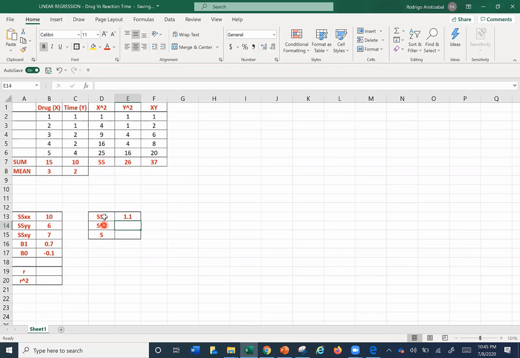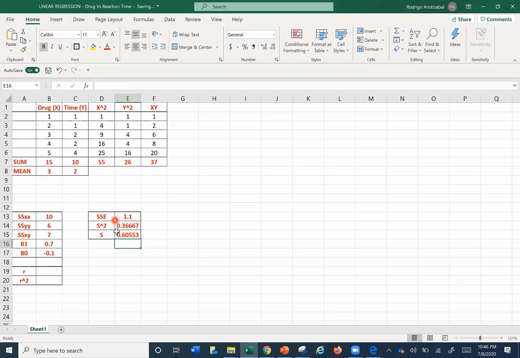The variance is this sum of squares divided by the degrees of freedom. The degrees of freedom, because we have 5 pairs of values minus 2, is equal to this value divided by 5 minus 2, which is 3, the degrees of freedom. That is the variance of my model. The standard deviation of my model will be the square root of this quantity.